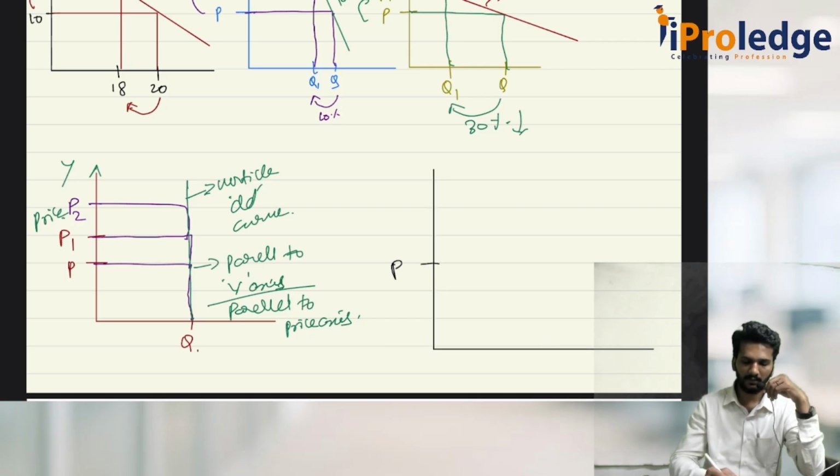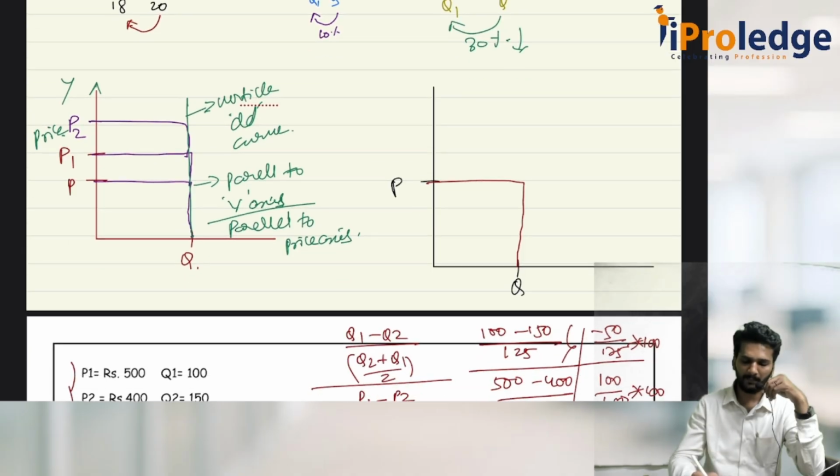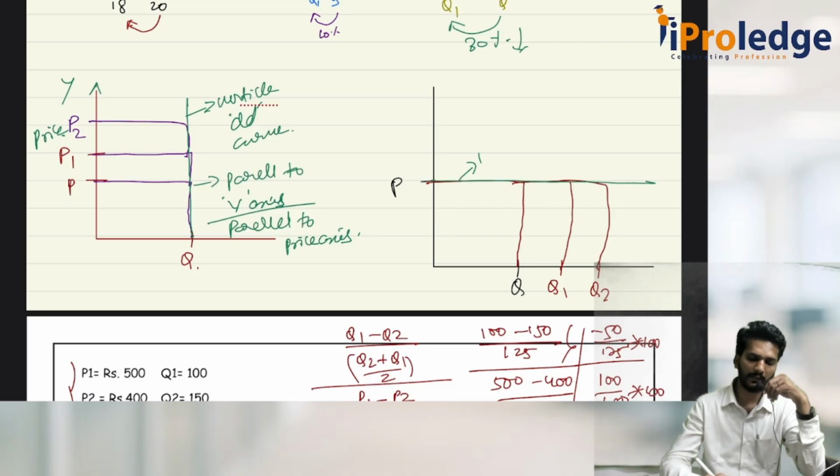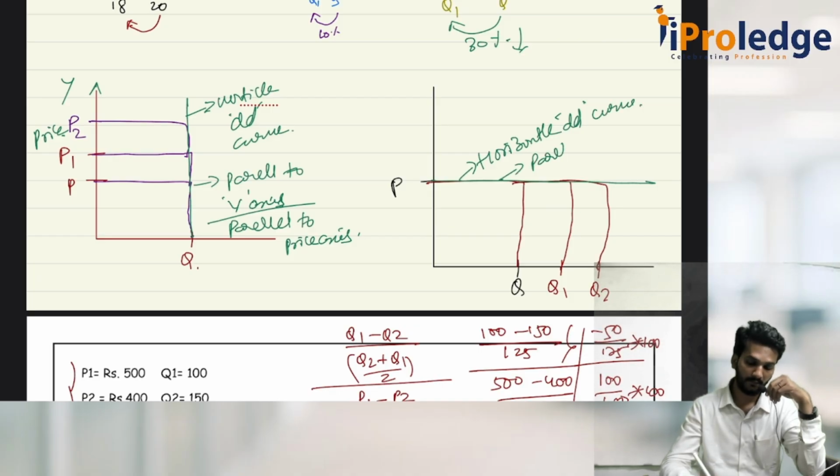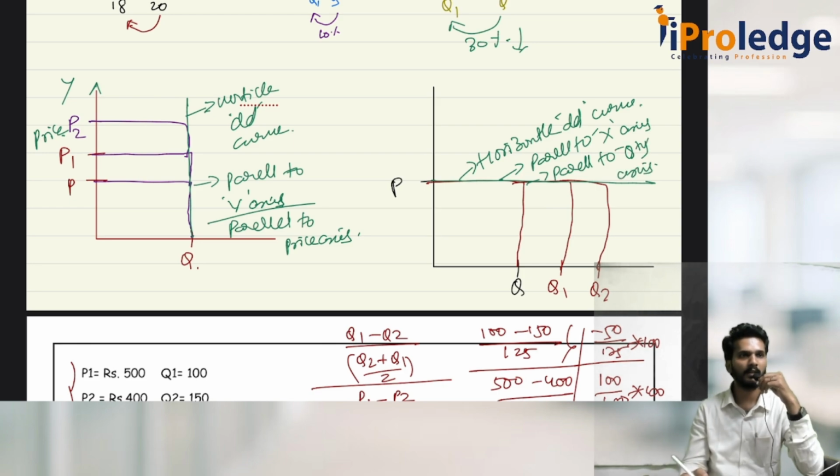The price is at P and the quantity is at Q. Now this was the demand curve which we used to talk about. Now at the same price, the quantity has shifted from Q to Q1, Q1 to Q2, because of which a demand curve is being drawn. That looks like a horizontal demand curve. This is also called parallel to the x-axis, or parallel to the quantity axis.